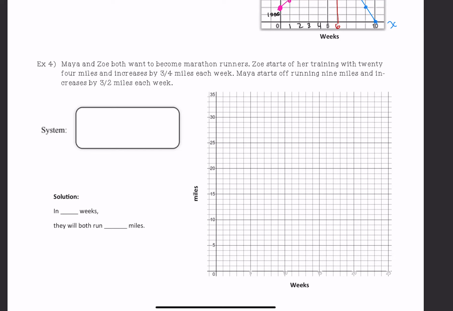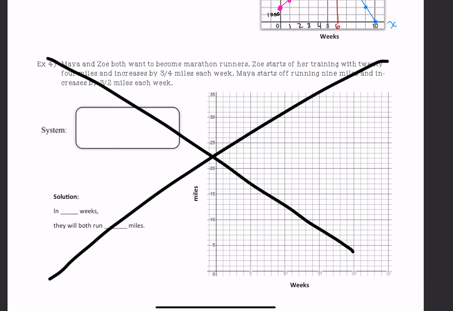We're going to skip number 4 because there's a boo-boo on it, and I don't remember what the boo-boo is. I'll fix it for next year.